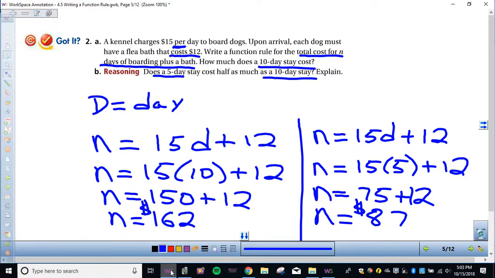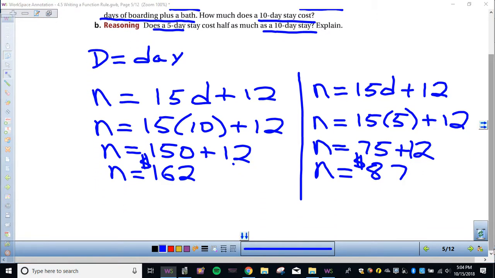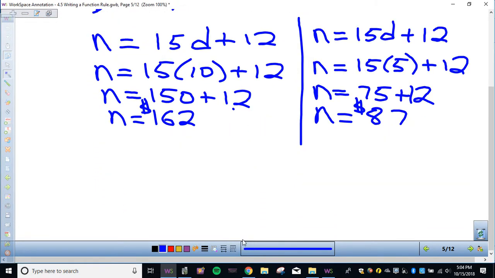And they ask us to explain that. It's because of the $12 flea bath, because you still pay the same $12 whether you stay for 5 or 10 days over here. So that's going to increase the average cost per day because you're adding the $12 to the 5 times 15 or 75. So that $12 is going to cost more as a percentage. Okay? So because of the flea bath, the per day cost for a 5-day kennel stay will be more.